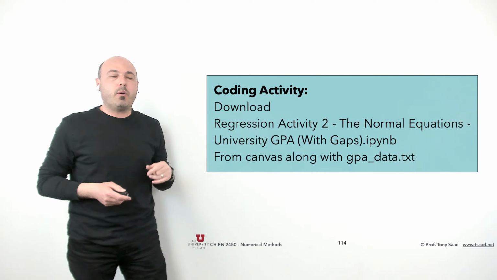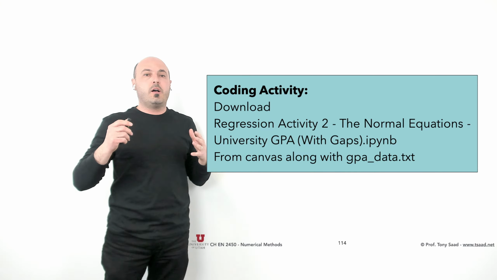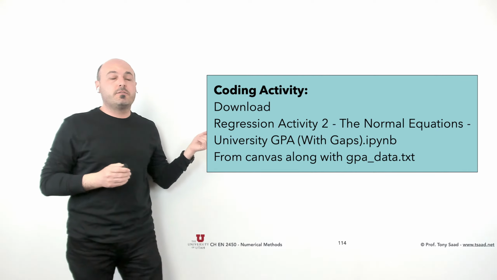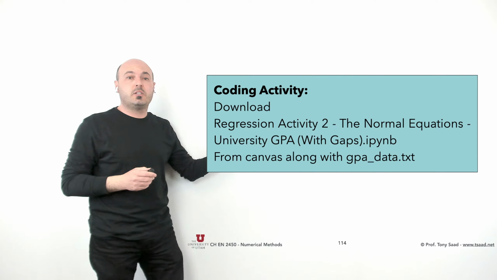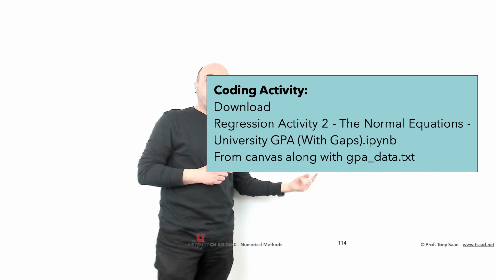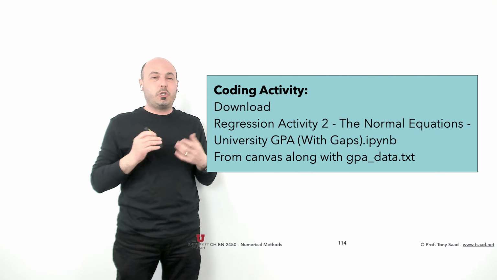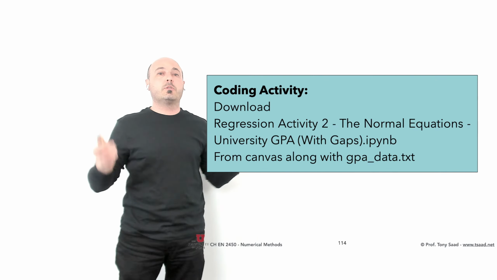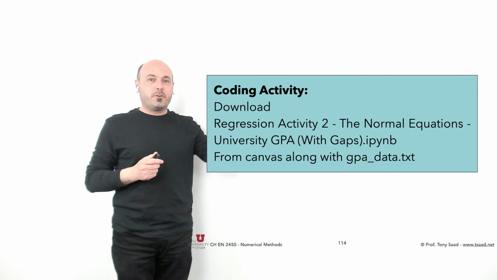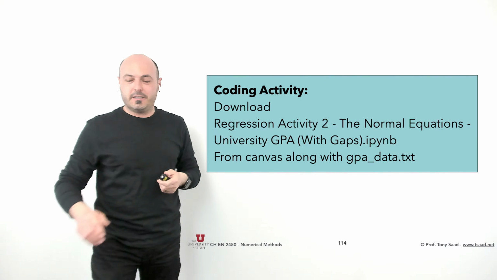So I want you to go ahead now and download from the Canvas modules or under files, the Jupyter Notebooks regression. Download regression activity 2, the normal equations university GPA example with gaps. And don't forget to get the other data file called gpa-data.txt. We're going to pull up this GPA data from students and try to regress them. We're going to try to predict and correlate university GPA with high school GPA. All right, I will see you on the other side.